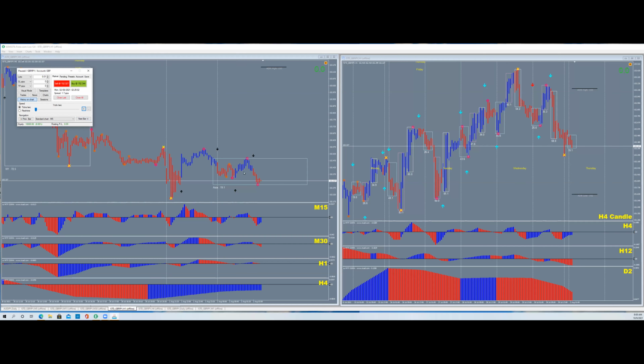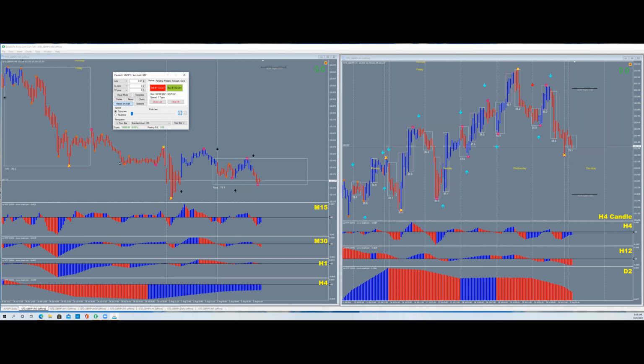Only one question: on the 5 minute, does the candle correspond to that time frame? On the 5 minute, it looks like it's the 1 hour correspondence. Okay, thanks. I believe so, yes.